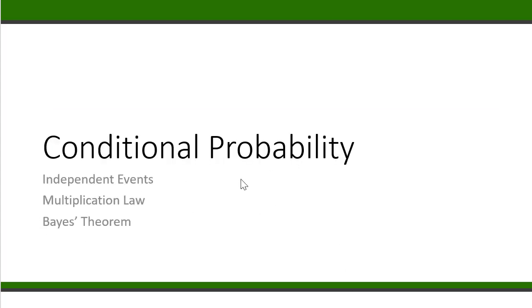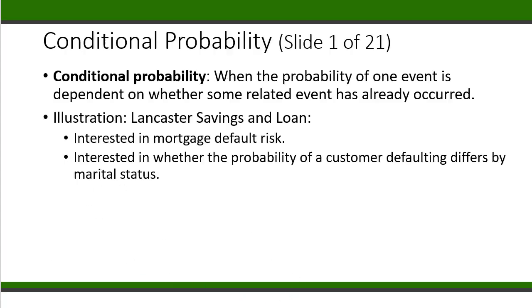The next thing we want to talk about is conditional probabilities. These go with independent events, the multiplication law, and Bayes' theorem. So that's what we'll be covering next. Let's define conditional probability. That occurs when the probability of one event is dependent on whether some related event has already occurred. The example your book uses is a savings and loan mortgage default risk problem. What we want to know is whether the probability of a customer defaulting differs by marital status.